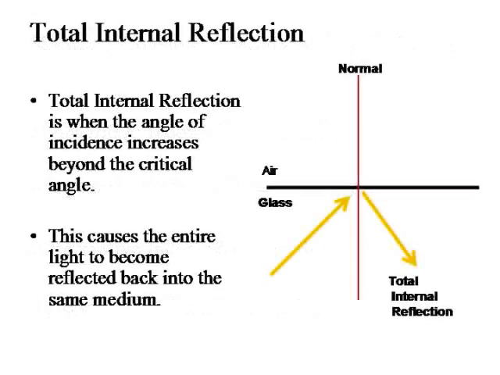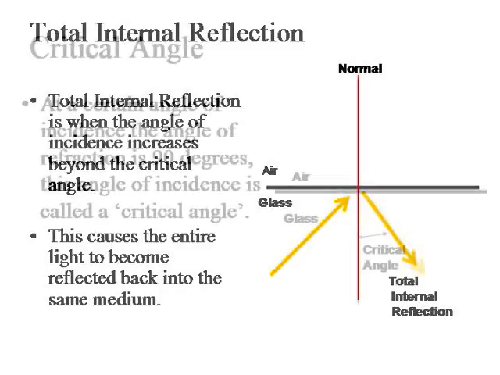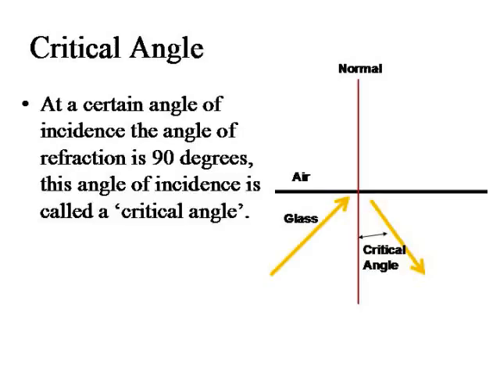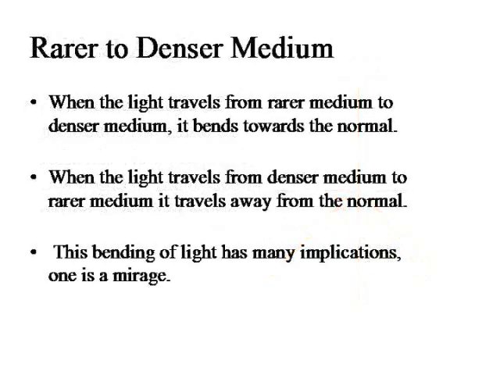Next, we're going to look at total internal reflection. Total internal reflection is when the angle of incidence increases beyond the critical angle. This will cause the entire light to become reflected back into the same medium. At a certain angle of incidence, the angle of refraction is 90 degrees. This angle of incidence is called the critical angle. When light travels from a rarer medium to a denser medium, it bends towards the normal, but when light travels from a denser medium to a rarer, it travels away from the normal.